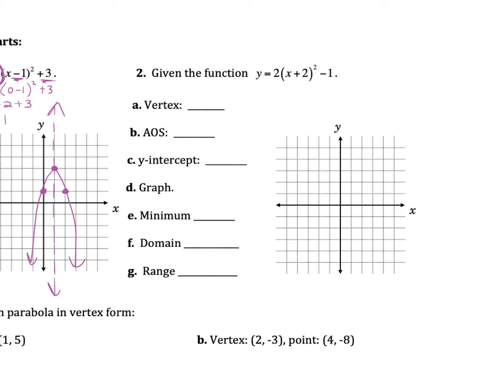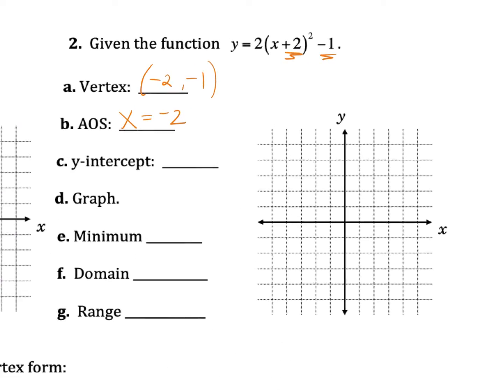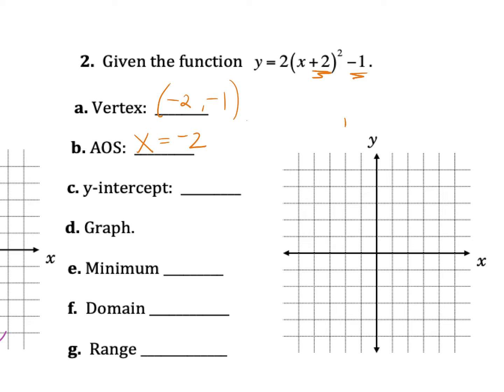All right, so let's talk through this one. What's your vertex here? -2, -1. So opposite of this 2, same as the 1. So your axis of symmetry? Not 2. X equals -2. So if x equals -2, here's your axis of symmetry. And then -2, -1 is your vertex.